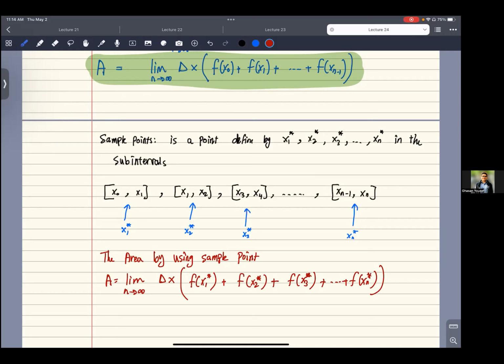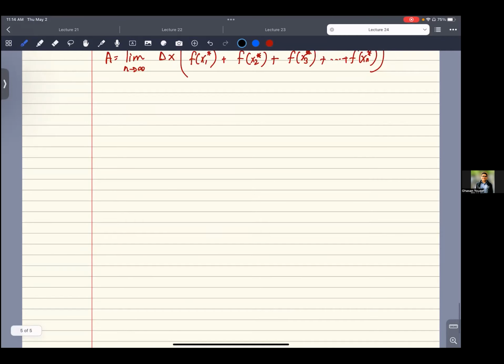Like if you want to use the left endpoint of the subinterval, the right endpoint of the subinterval, or the midpoint of the subinterval. So I'm going to give you the last example in this section, a very quick example. Then I'm going to move to the next section.